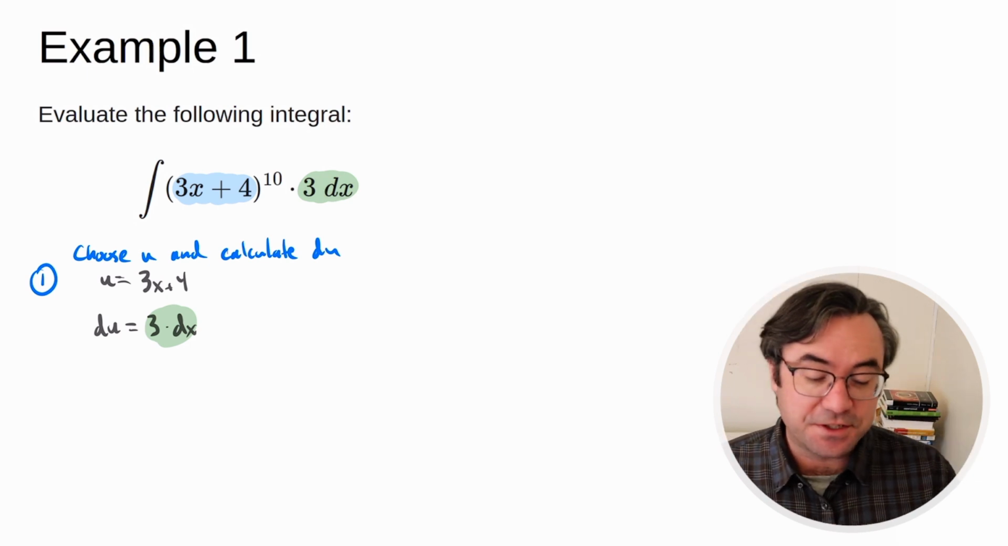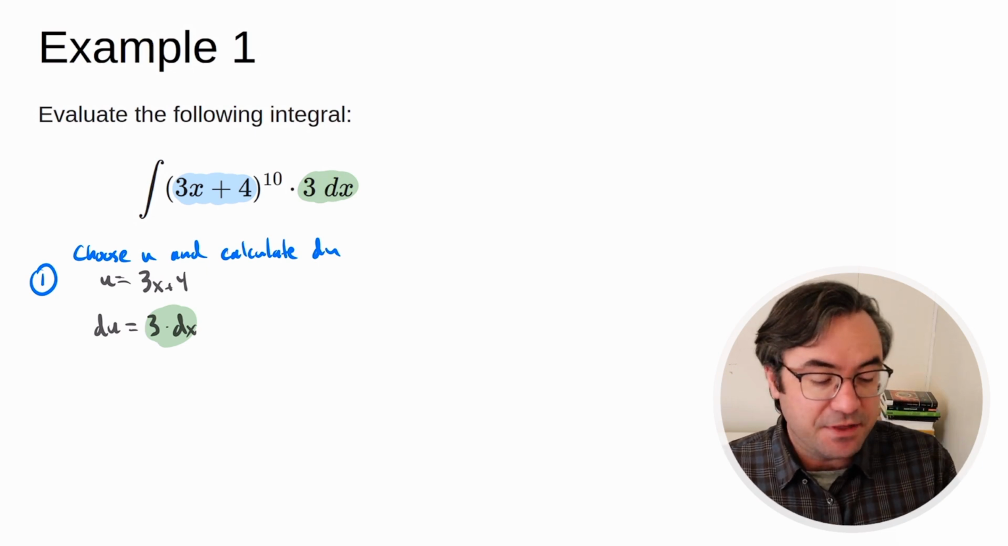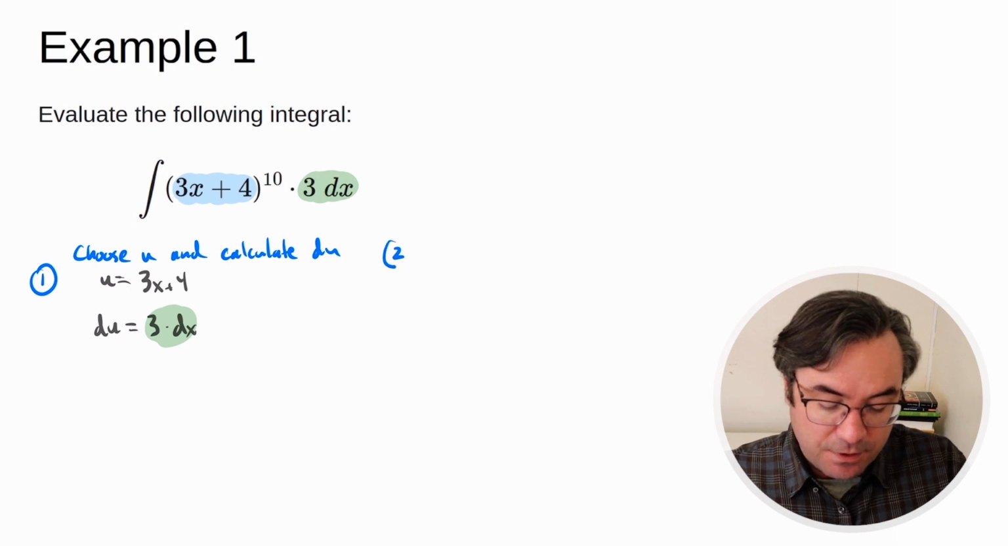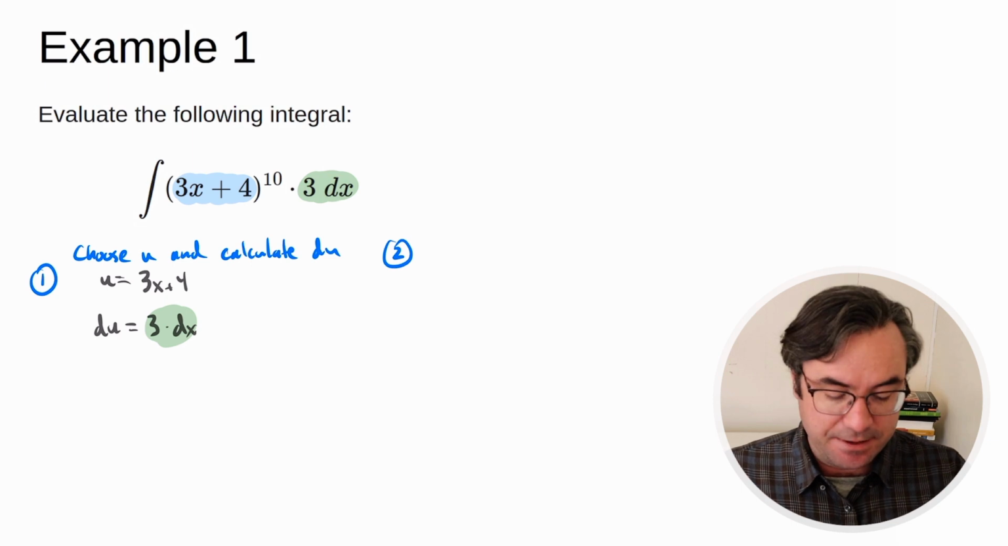All right, so that's the first step. Choose u, calculate du. Then the second step, which is kind of why it gets its name, is we're going to substitute all these pieces in.